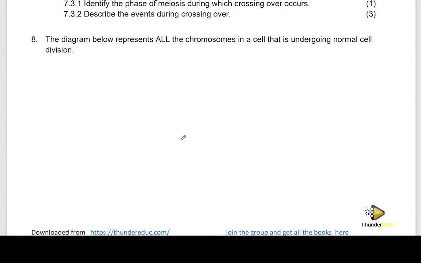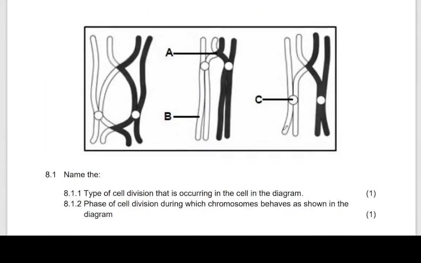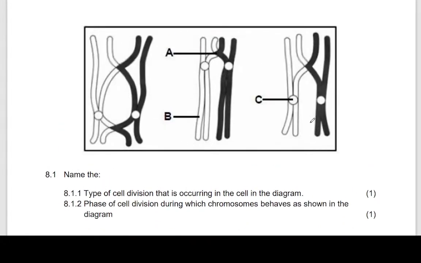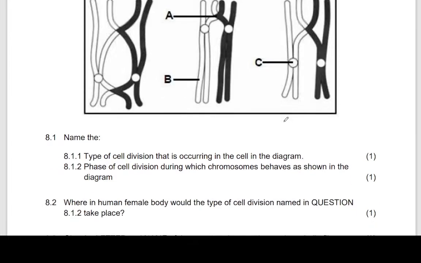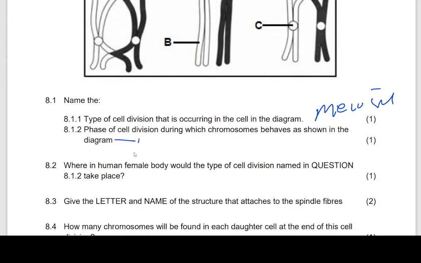All right. Let's continue. Diagram below, we are almost done. Diagram below represents all the chromosomes in a cell that is undergoing normal cell division. Cool. Type of cell division that is resulting in the cell in the diagram. Which kind of cell division is this? It's meiosis. So the answer is meiosis. The phase of the cell division during which the chromosomes behave as in the diagram. How do we call this phase? Is it prophase? Prophase. If you say prophase just like that, I said we cross.